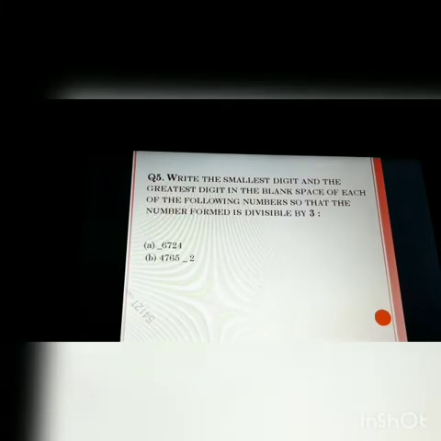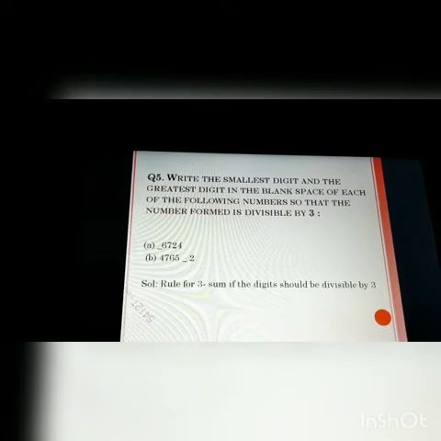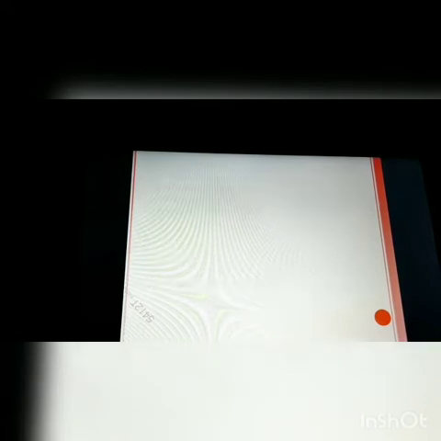Now we'll come to question number 5. Write the smallest and the greatest digit in the blank space so that each of the following numbers is divisible by 3. That means we need to fill the blank spaces with a digit so that the number is divisible by 3. We need to write the smallest and the greatest. Firstly, what is the rule for 3? The sum of digits should be divisible by 3.